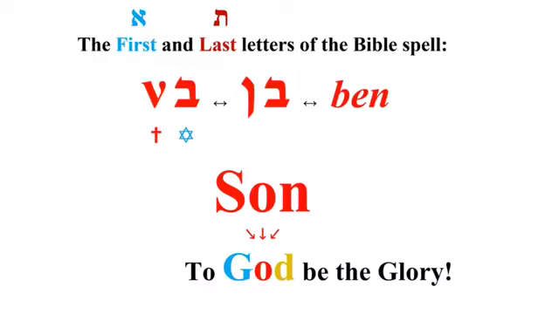But maybe the biggest thing to take away from the first video was the first and the last letters of the Bible. The first word of the Bible, Bereshit, the first letter is a Beit, the B sound. The last word of the Bible is Amen in Revelation. The last letter is a Nun in Hebrew. Ben Nun spells son. It's what the book is about, the Son of God.